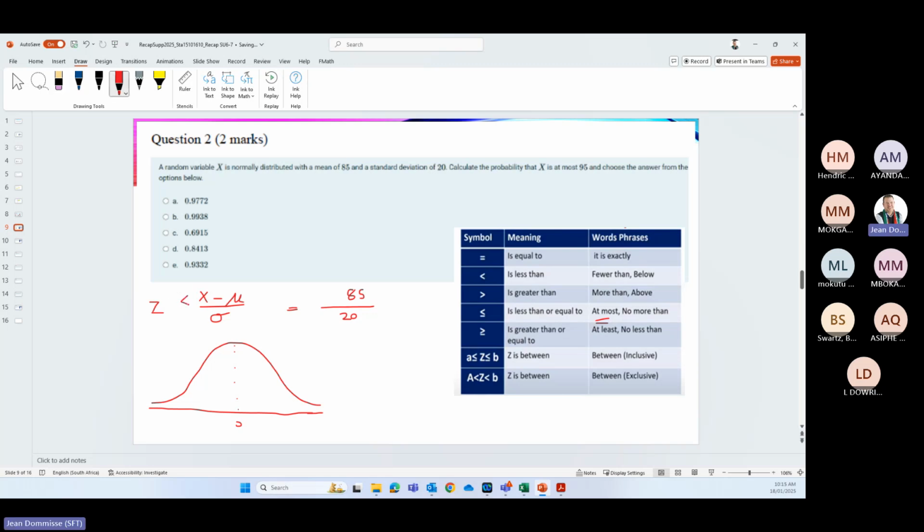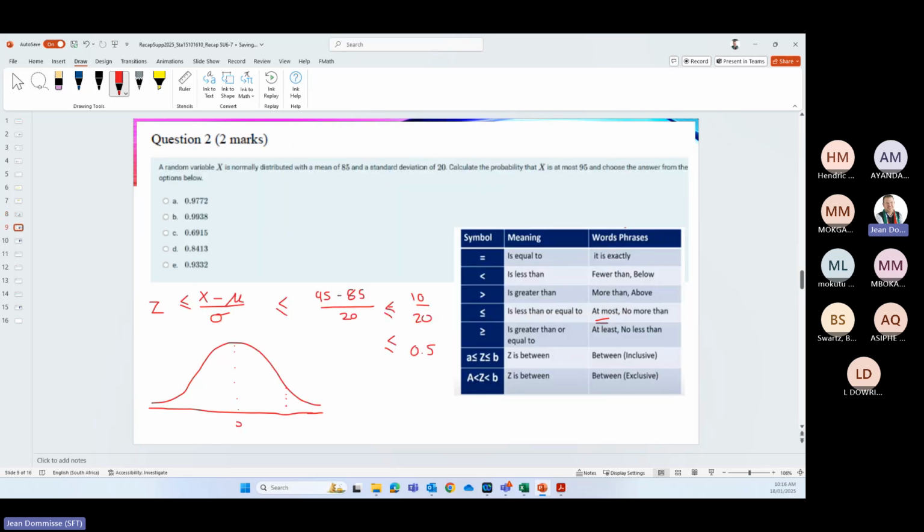So that X is at most 95. Okay, so 95 minus 85 is 10. 10 divided by 20 is again 0.5. So we're working with nearly the same numbers as we did here.